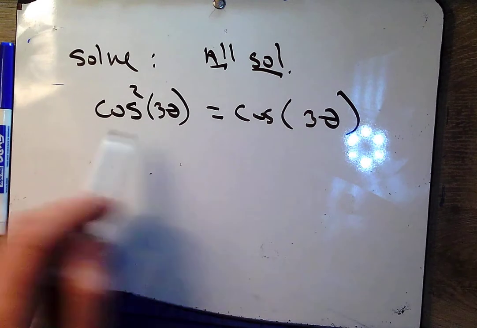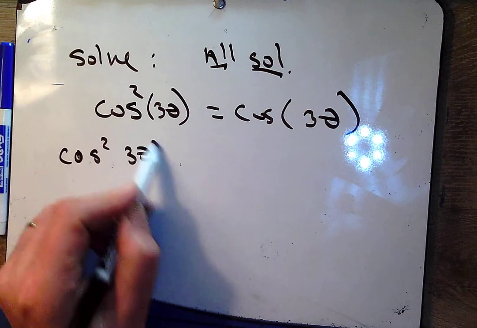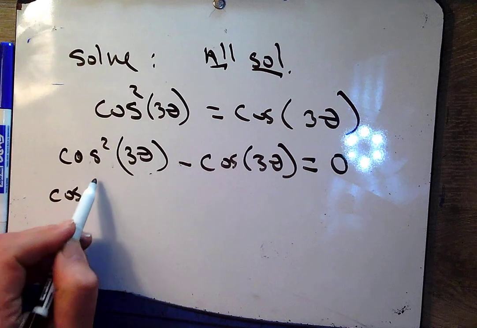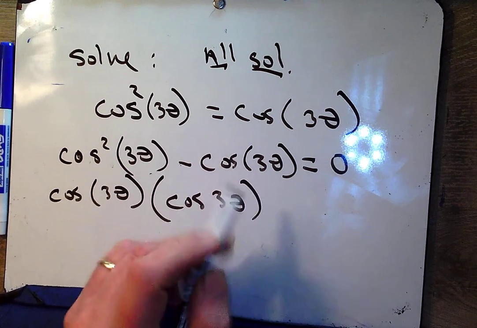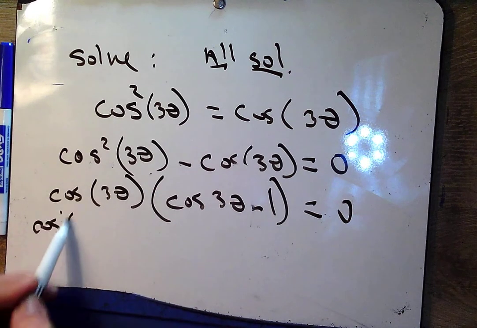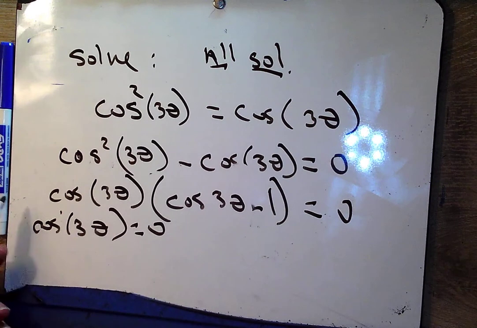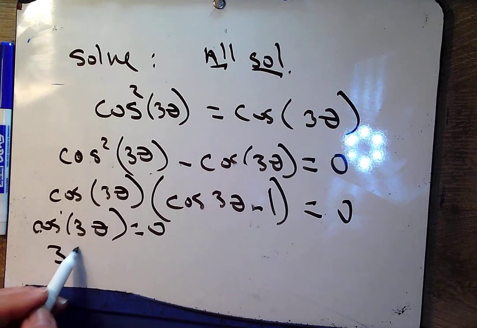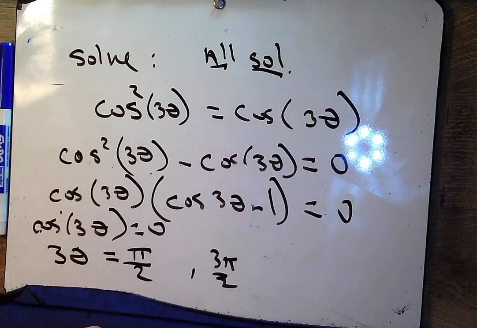Hey everyone. So, did you end up with cosine squared 3 theta minus cosine 3 theta, and then you factored cosine 3 theta out, and were left with cosine 3 theta minus 1 equals 0? Okay, so we know cosine 3 theta equals 0. Because we're doing all solutions, I'm only going around once. When is cosine equal to 0? Cosine is equal to 0 at pi over 2 and 3 pi over 2.